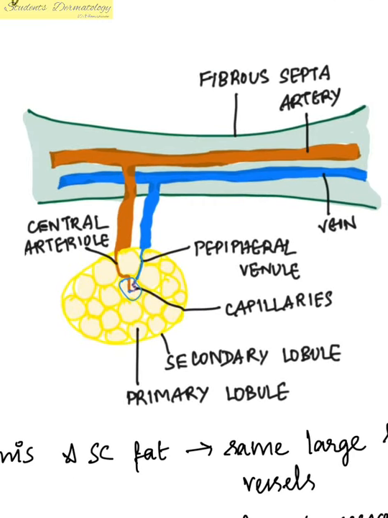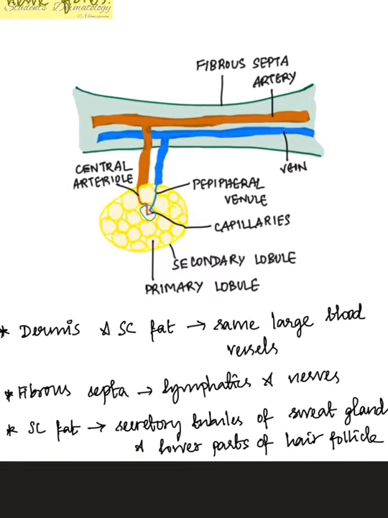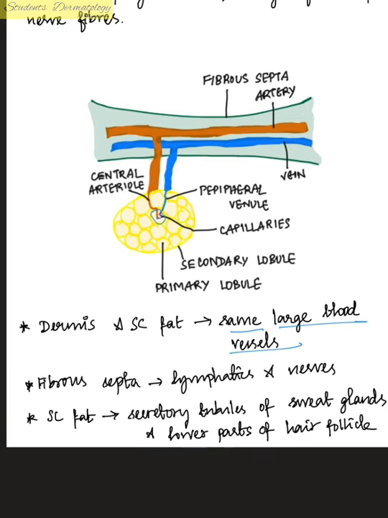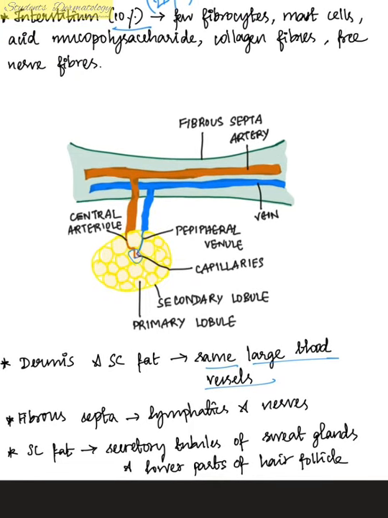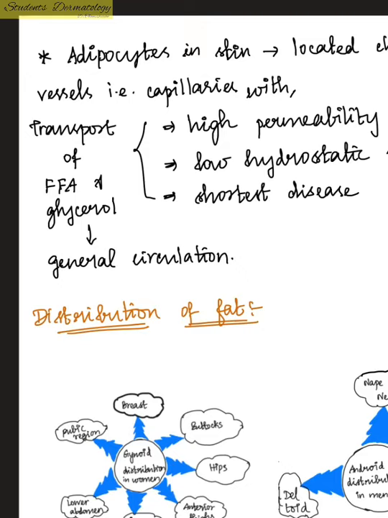These large blood vessels also supply the dermis and the subcutaneous fat. But in the network of capillaries, there is no capillary connection between the dermis and subcutaneous fat. Dermis and subcutaneous fat share the same large blood vessels, but the capillaries are different. The fibrous septa also contain lymphatics and nerves, and the subcutaneous fat surrounds the secretory tubules of sweat glands and the lower parts of hair follicles. The adipocytes in skin, by the action of lipolysis, produce free fatty acids and glycerol, which need to be sent to the general circulation.